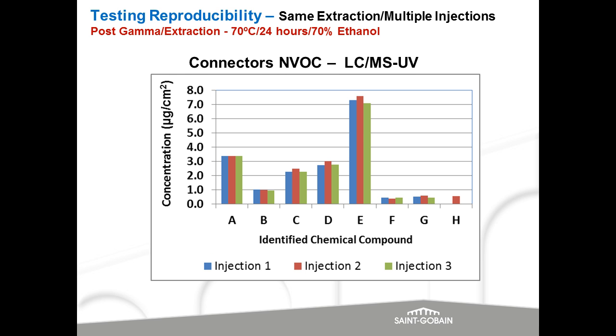If we look at the next one, which is our connectors for non-volatiles using LCMS UV, we can see again that we have 8 different compounds that were identified. And generally, we have the same concentration in each of the compounds. When we get to this last one, the injection, we only detected it 1 out of 3 times. But again, at these levels, we're down at our level of quantification and our level of detection. So it's not surprising that we may or may not see the peaks.